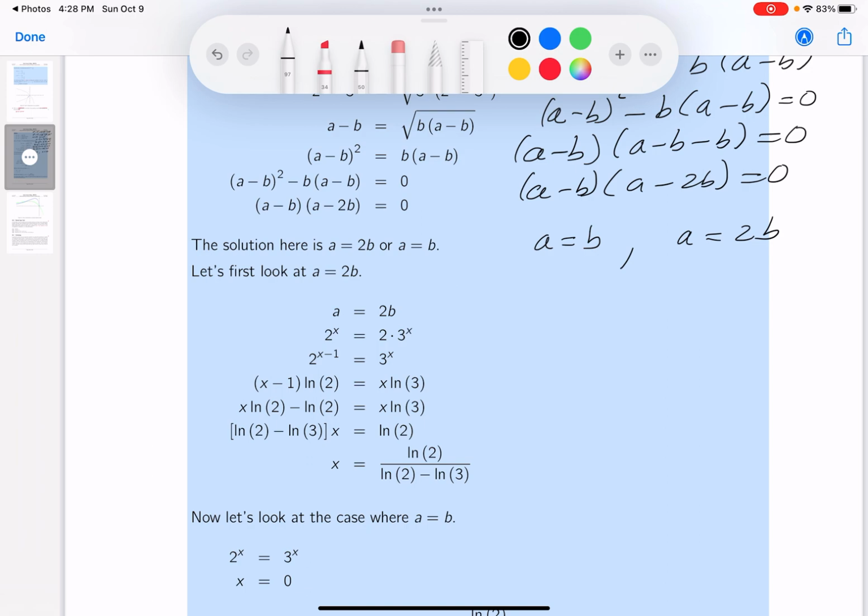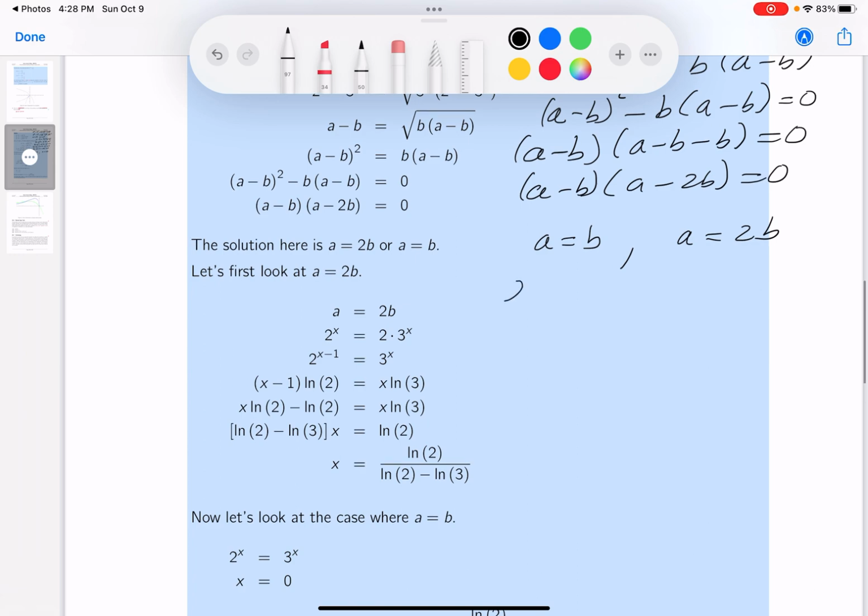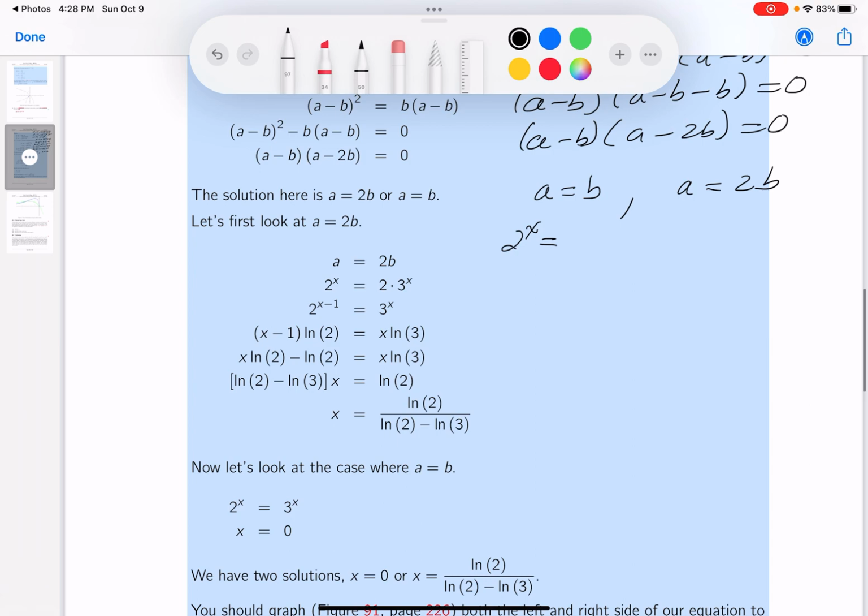I think a equals b is easier for me to deal with. And what's that going to be? Well, what's a? If you can't remember, we have it written down, right? It's 2 to the x. And what's b? Well, if you can't remember, look it up. It's 3 to the x. Let's write the other one down. That's 2 to the x, and that would be 2 times 3 to the x. Again, I think the first one's easier to deal with. Let me go through that.